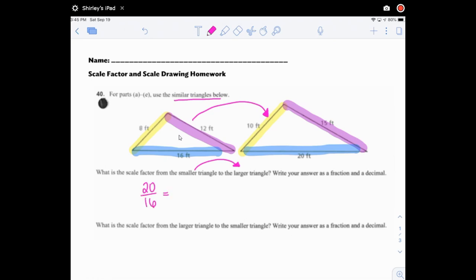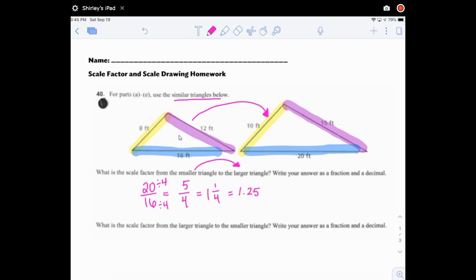If you want to practice with your fractions, we want to reduce this. So what can I divide 20 and 16 by? I recognize that both of these can be divided by 4. If I do that, I'm going to get 5 over 4. So my scale factor is 5/4. If I wanted to go ahead and make that into a mixed number, I would have 4 goes into 5 once with 1 left over. So I have 1 and 1/4. Or if I want to go ahead and make that into a decimal, 5 divided by 4, I get 1.25.